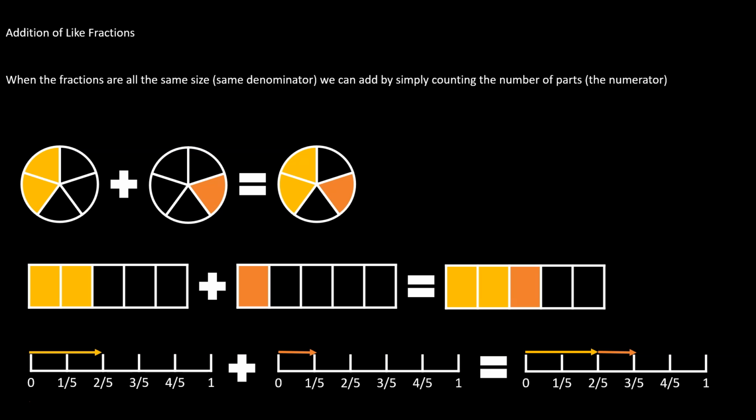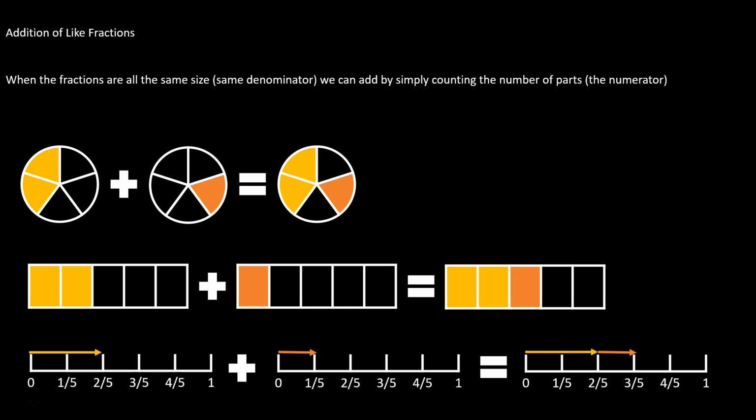When we have like fractions and we want to add them together, we simply count the number of parts, which is really just the numerator. So we're really just adding the numerators here. I've got 3 different representations for adding like fractions. It's the exact same numbers being added together, but visually we're representing them differently.